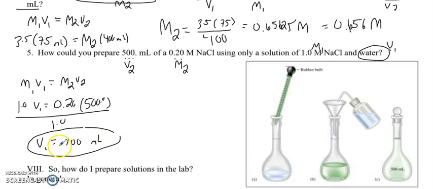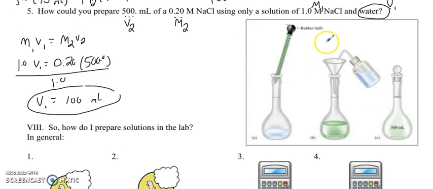So if you take 100 milliliters of your 1 molar sodium chloride solution and you dilute it up to 500, that will give you a 0.2 molar solution. So here's kind of a picture that shows some of the things you'll be seeing in lab. You can use a larger pipette to fill up our volumetric flask. Then when you're getting close to the line, you want to start using the more precise wash bottle and even a dropper to get right up to that line.